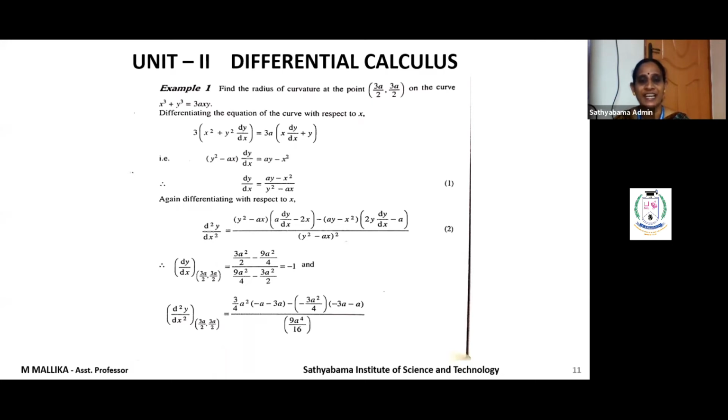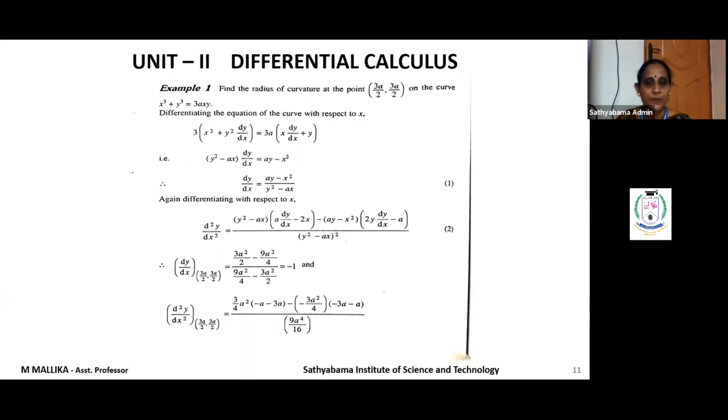So I can leave it as it is. I need not substitute dy/dx in d²y/dx². Why? Because mainly you are being given one point in the question. What is the point given? (3a/2, 3a/2). Whenever a point is given in the question, you need not simplify d²y/dx² by substituting dy/dx. You can just substitute the point and get the value directly.